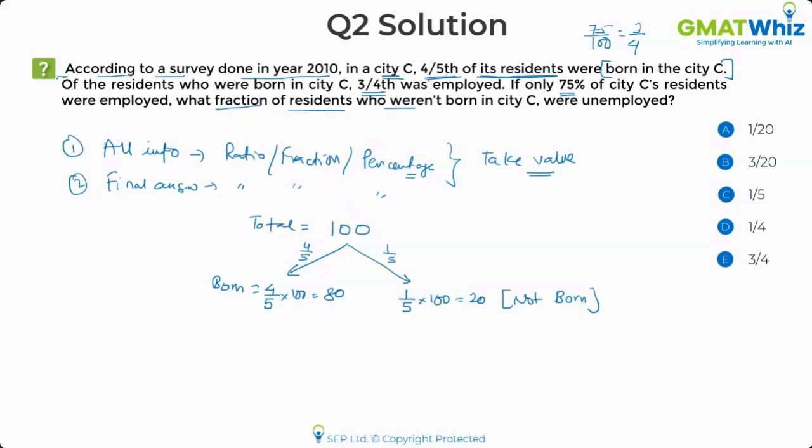They're saying of the residents who were born in city C. So now they're talking about these people who were born in city C. So of the residents, this is a reference point. Of those who were born in city C, 3/4 were employed.